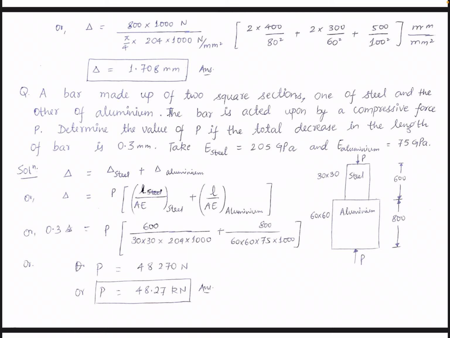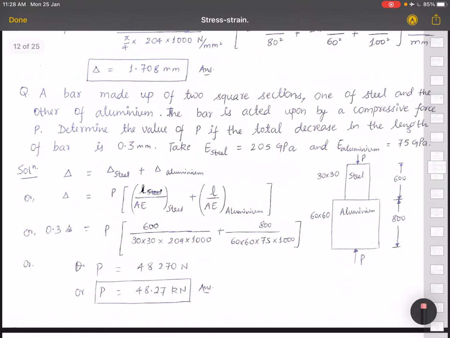So total deflection we have been given as 0.3. So total will be how much? Deflection in steel plus deflection in the aluminium section. So here this total is 0.3. So delta is how much? Delta steel plus delta aluminium. It is given as 0.3. So just put all the values here. You will get P as 48.27.